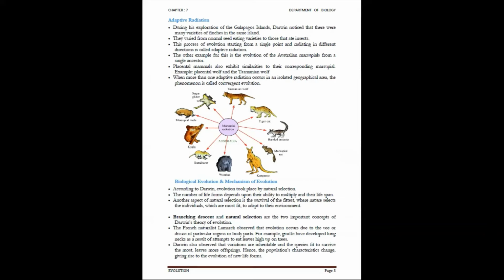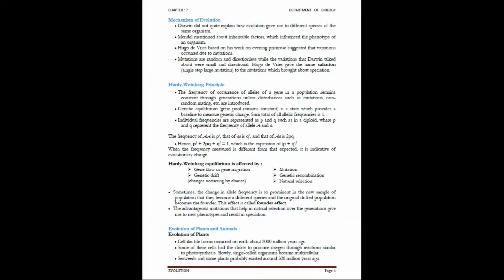Moving on to the next part, that is branching descent and natural selection. Not much about this, because the natural selection examples which are given for the giraffe or snake or the crocodile, that explanation or that process will not be asked in the examination.